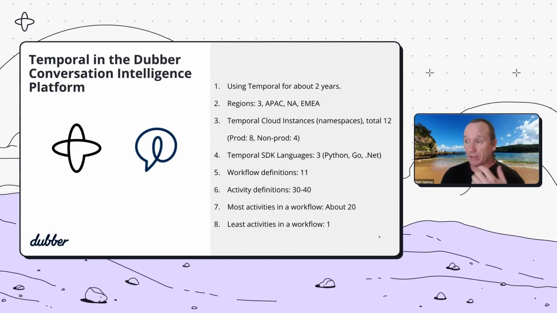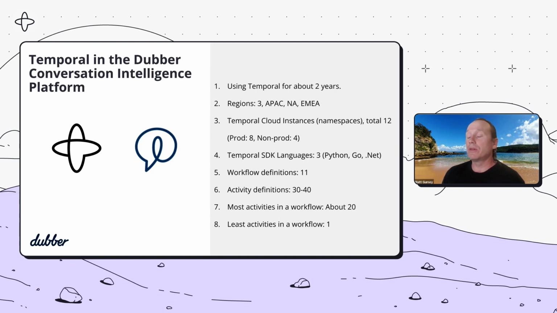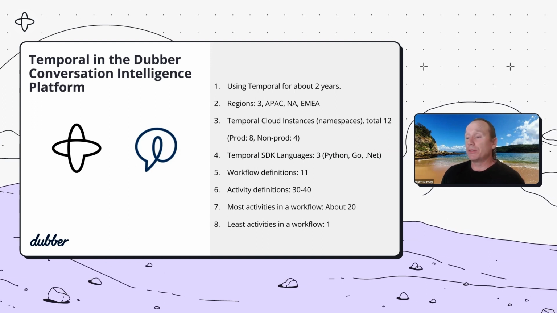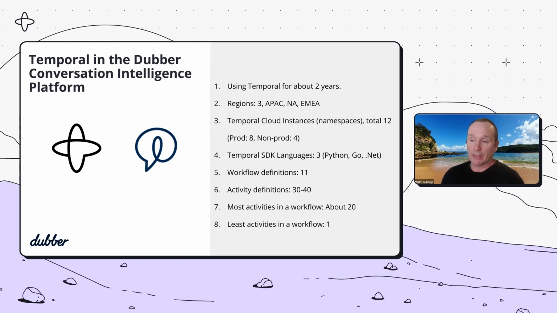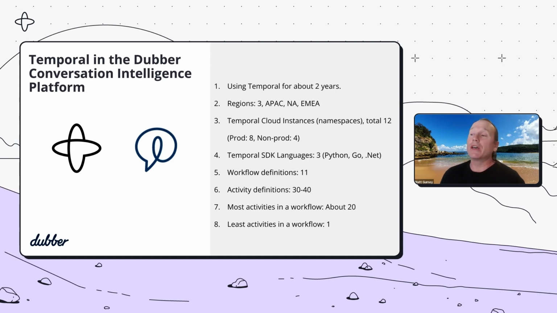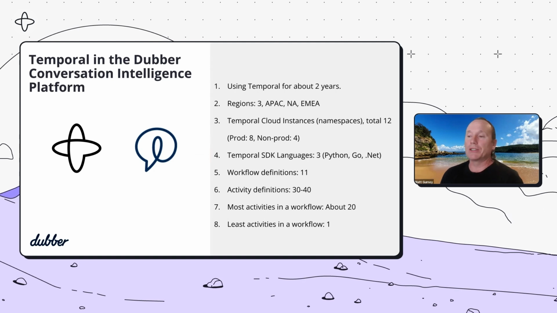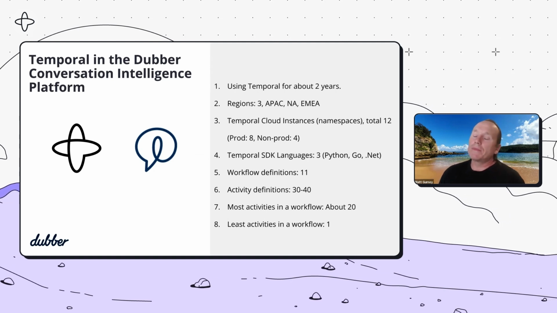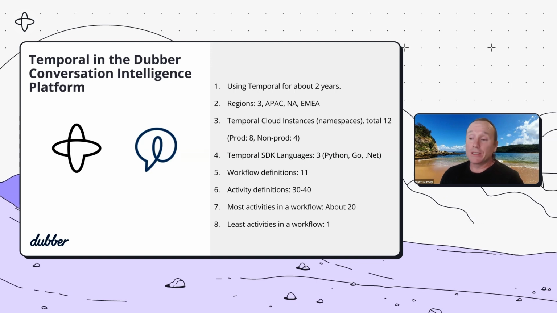So they're effectively business functions that we're orchestrating via Temporal. And those workflows are using about 30 or 40 different types of activities. An example of an activity could be something that Yaku showed earlier, for example, a media analysis activity that looks at a call and determines its duration. The most activities in a single workflow is about 20, and the least is just 1.